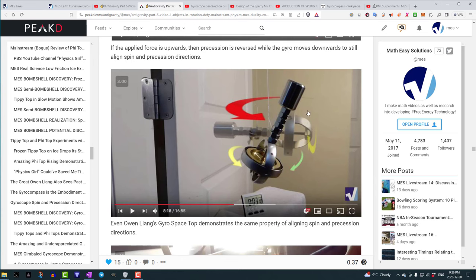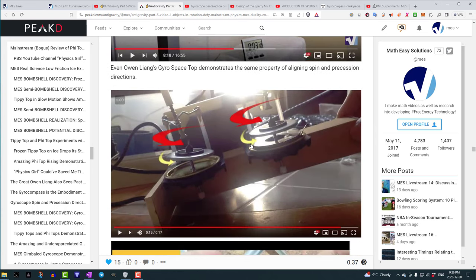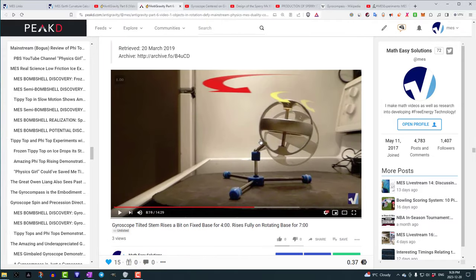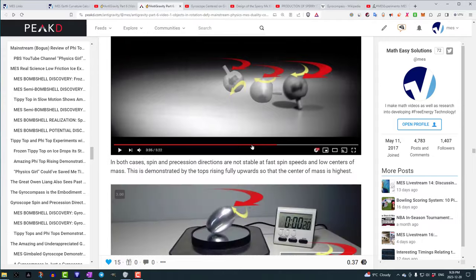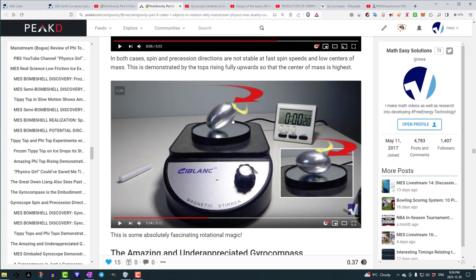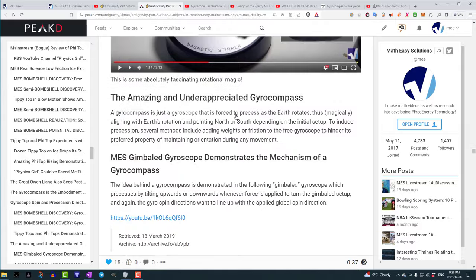If you have a counterweight like here, and also some more alignment with the Owen Lang experiments and so on, I'm just going to fast forward. If you have it at an angle, it will also rise so that the spin lines up with the precession. Similar with the tippy top, it will rise up so that the precession lines up with the spin, and even an egg too. If you spin an egg, it will rise on its own. This one is unstable, but it will want to rise so that the global precession or spin lines up with the internal spin there, the yellow and red, like that.